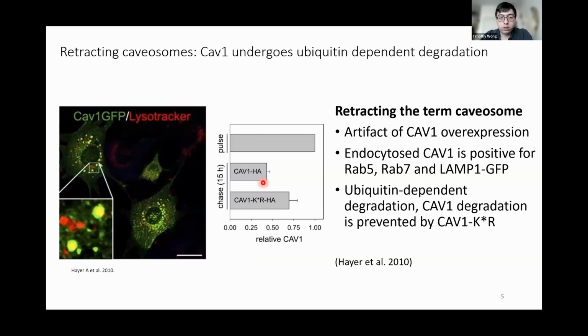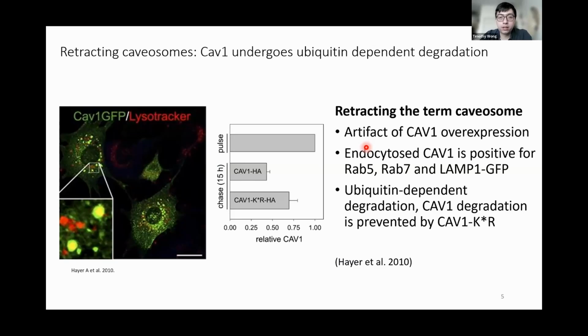A couple of years after, in 2010, the same group ended up retracting the term of caveosomes being a distinct organelle. Instead, they suspected that what they saw was an artifact of CAV1 overexpression as well as virus infection. Instead, what they determined was that CAV1 was undergoing ubiquitin-dependent degradation.